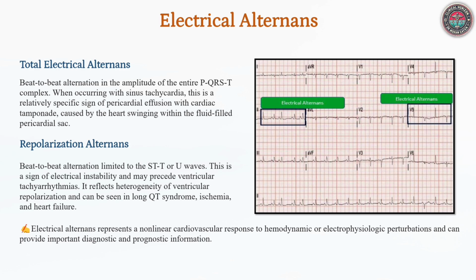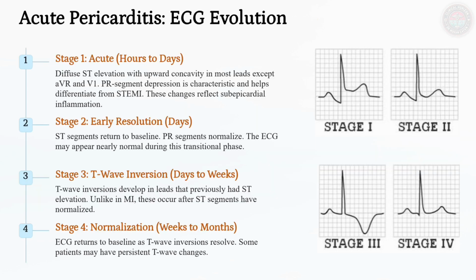Acute pericarditis. ECG evolution. Acute pericarditis is an inflammatory condition of the pericardium that produces characteristic ECG changes, evolving through 4 distinct stages. In the early stage, diffuse ST segment elevation is present across multiple leads, with PR segment depression serving as a distinguishing feature. Unlike STEMI, these changes are widespread and do not localize to a single vascular territory.